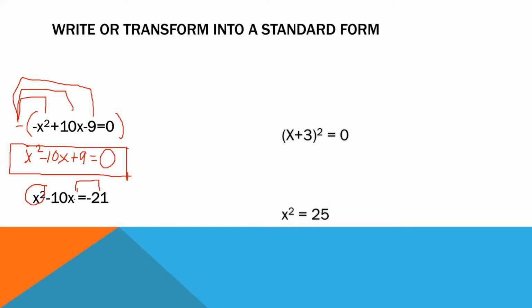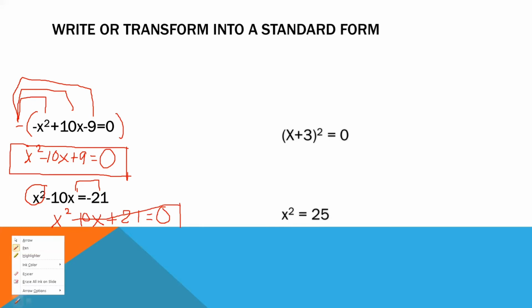So, therefore, the equation will become x squared minus 10x. So, kinopya ko lang siya kasi wala naman tayong binago. Then, tinranspose ko, magiging plus 21. Then, equal to 0 na natin. Then, now this is our standard form.